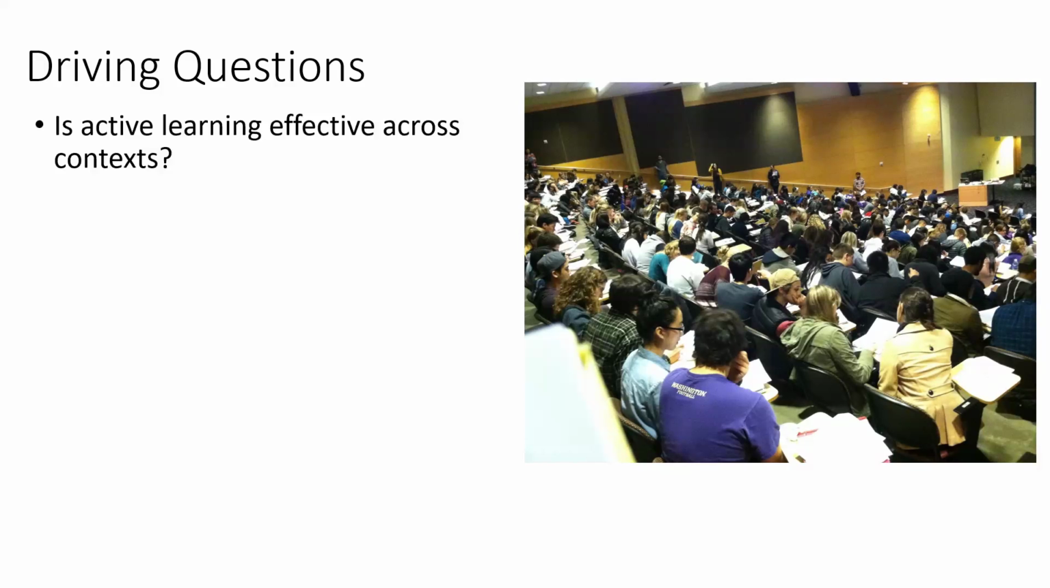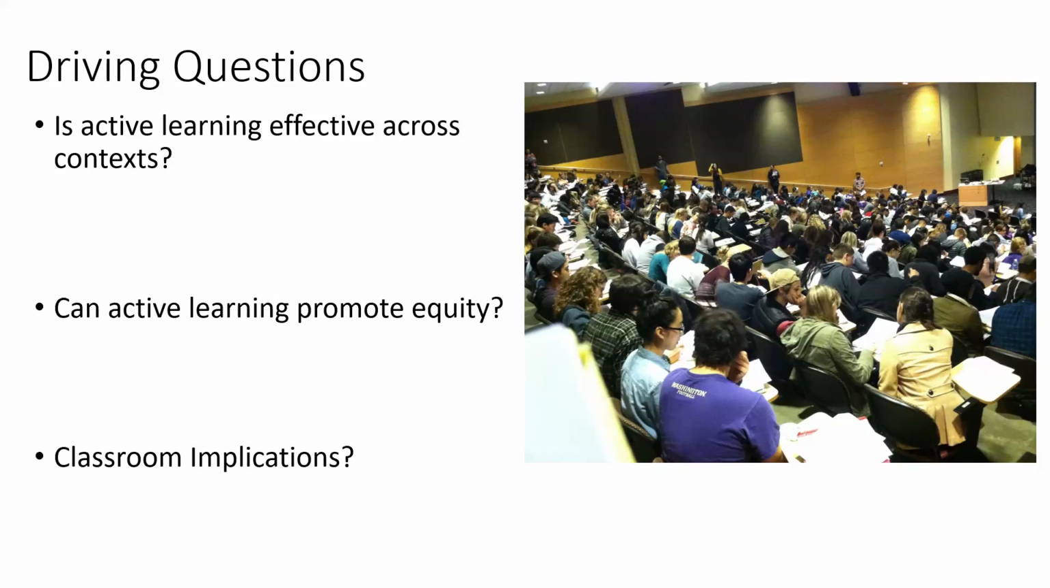So one is, if active learning is going to be effective at disrupting educational inequities, we need to demonstrate that it's effective across contexts. So is it? Next, can active learning promote equity and disrupt some of the patterns that we're seeing regularly? And then third, what are the classroom implications of this? As an instructor, what do I do? So with that, let's get into the data.